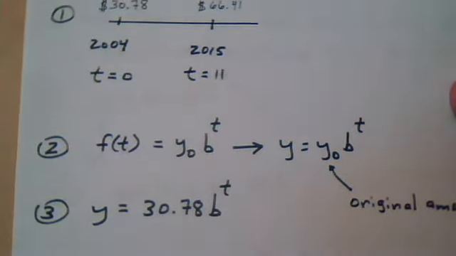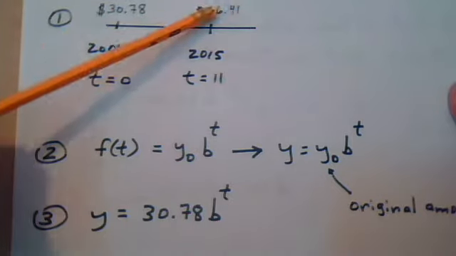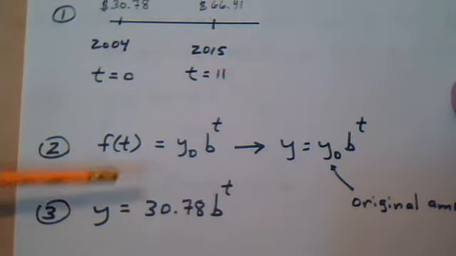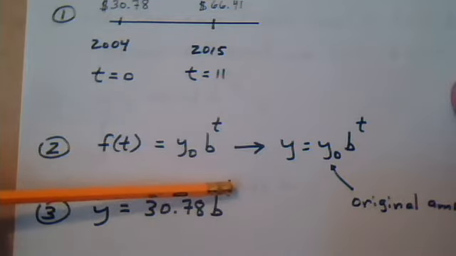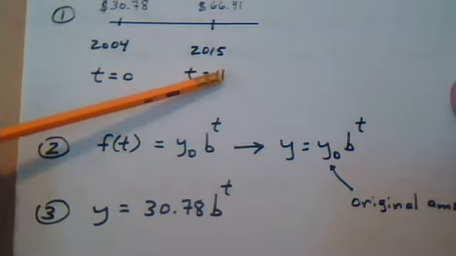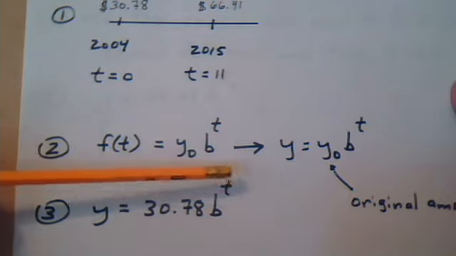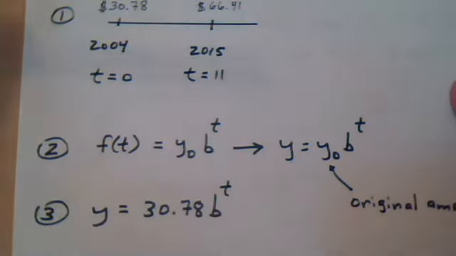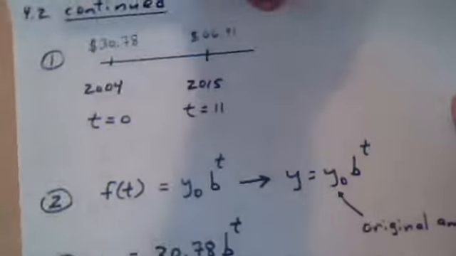And what we're going to do is take the 66.41 and put it here where the y is. And it's paired up with this time, 11. 11 is going to go here. So the 11 goes here. The 66.41 goes here. And so the only thing you need to find is the b. So let's plug that information in.